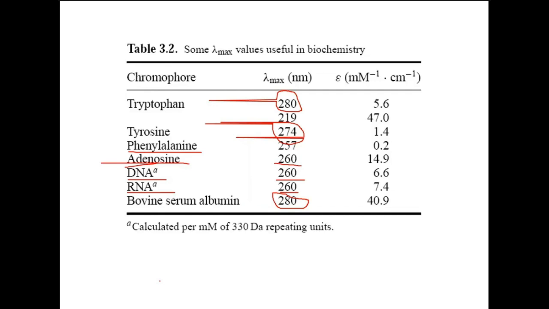What I was taught even myself during my undergraduate or PG days is that all aromatic amino acids absorb light at 280 nanometer, but it is not so. Only tryptophan absorbs light at 280 nanometer, whereas tyrosine and phenylalanine absorb light at 274 and 257 nanometer. But altogether, all these regions come under the ultraviolet UV region of the electromagnetic spectrum.